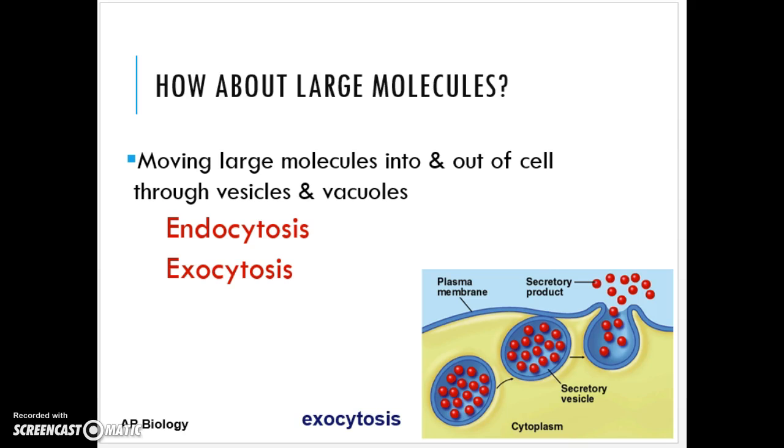Now, another 2 ways that transport can occur across the cell membrane is in the case of very large molecules or large numbers of molecules. If there is a need for that, that's when we use endocytosis or exocytosis. So a cell will use vesicles or vacuoles to enclose something, either large molecules or again large numbers of molecules, in order to either get rid of them outside of the cell, which would be exocytosis, or to bring them into the cell, which is endocytosis.